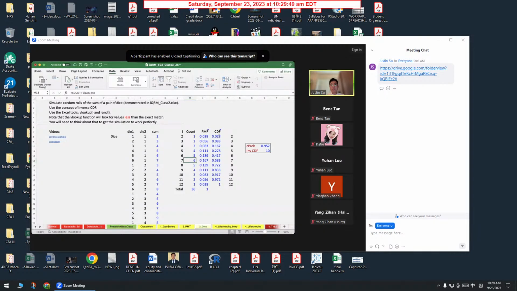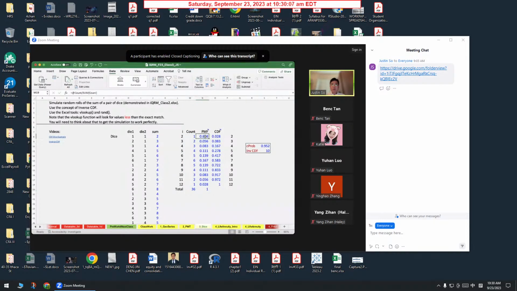Most cases happen at a sum of 7, right? You can think of 1 and 6, 2 and 5, 3 and 4, those pairs, 6 in total. This is how we count it. You check the total count matches 36, okay?